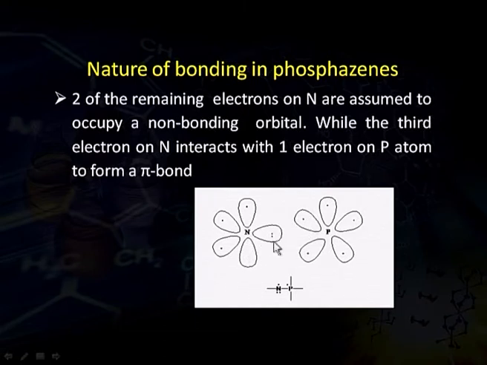So, 4 of its electrons are used in formation of sigma bonds. We can see it forms 4 bonds: 1 sigma bond with this nitrogen, 1 sigma bond with another nitrogen which would be present here, and these 2 sigma bonds with the 2 R groups. So, 1 electron is left on this phosphorus. The skeletal bond angle on phosphorus in cyclotriphosphazenes is approximately equal to 120 degrees.